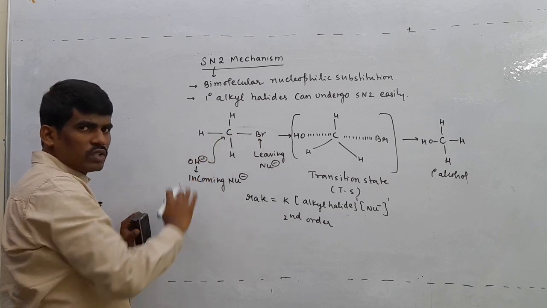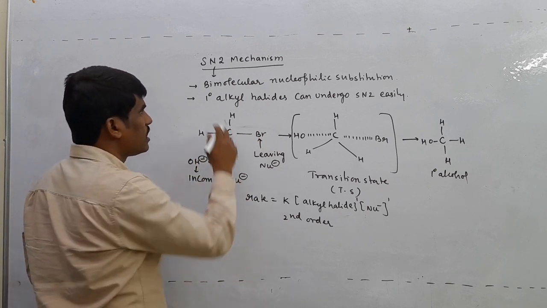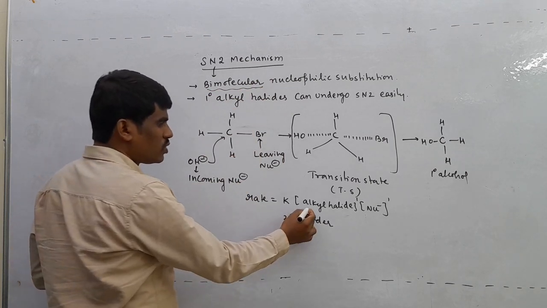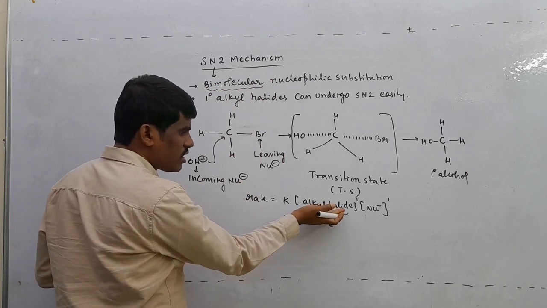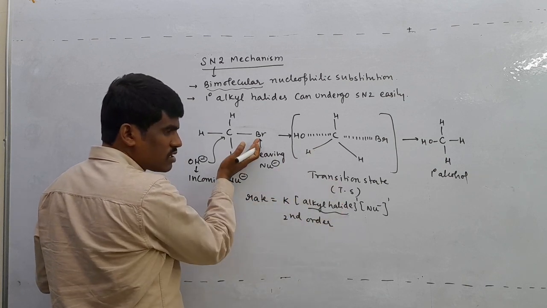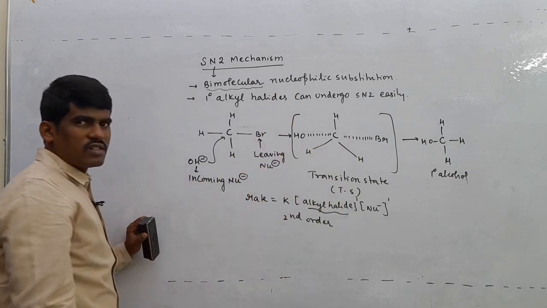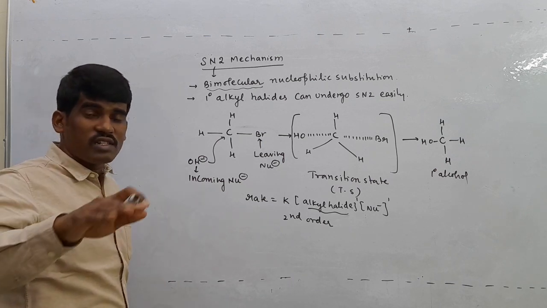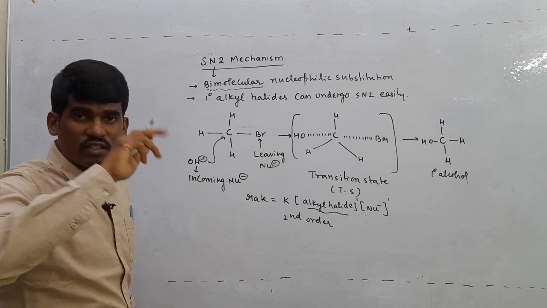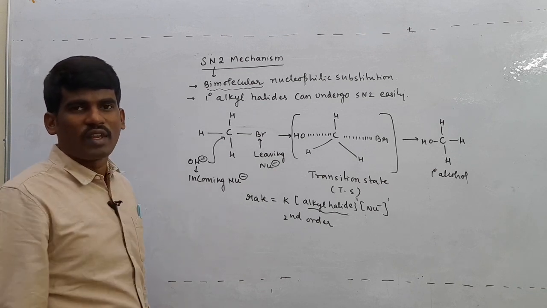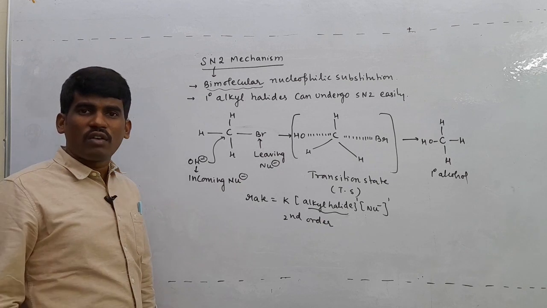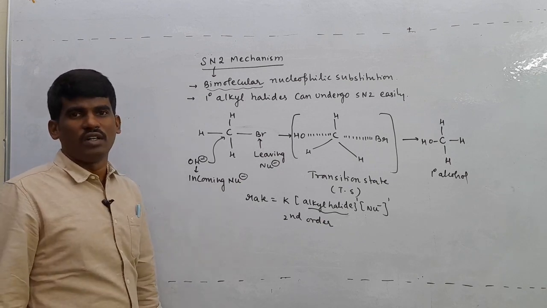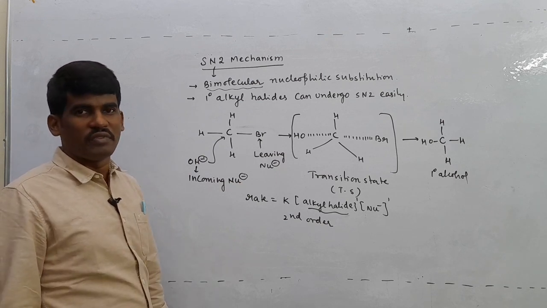The rate depends on both, so two molecules are involved and hence it is said to be a bimolecular reaction. If the alkyl halide concentration changes, the rate also changes; if the nucleophile concentration changes, the rate also changes. Suppose if the nucleophile concentration changes and the rate remains the same, then which mechanism is it? SN1. If the rate changes with nucleophile concentration, then the mechanism is SN2. In this way we can identify it.